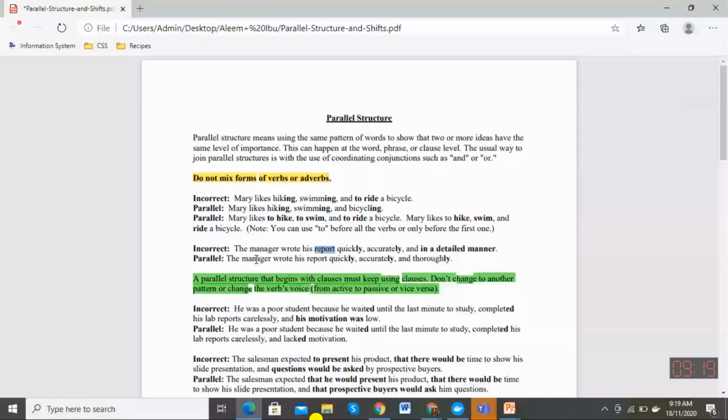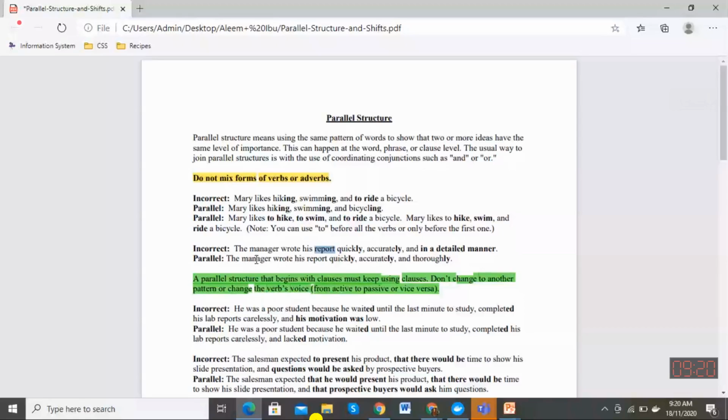So next, a parallel structure that begins with clauses must keep using clauses. Don't change to another pattern or change the verb's voice from active to passive or vice versa. फॉर इंस्टेंस उसने कहा कि जिस तरह का भी पैटर्न आप क्लॉजेस स्टार्ट करें so you should keep following the same pattern. There's no need, for instance, to change from active voice to passive voice.